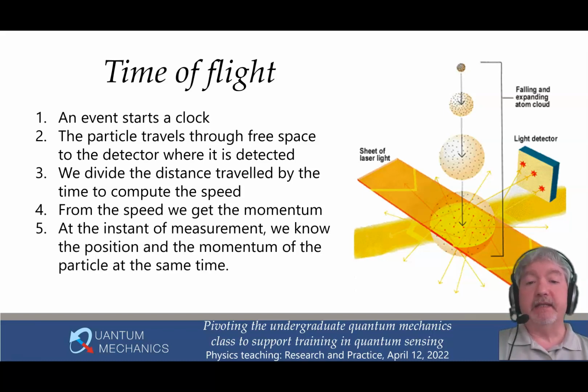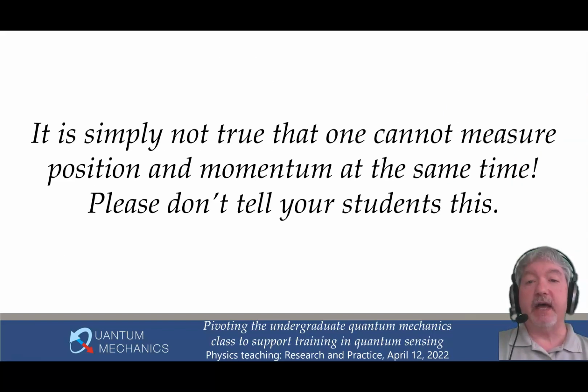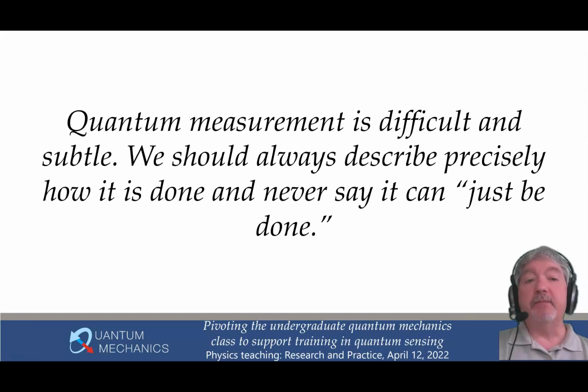But of course, at the instant of measurement, we know the position and the momentum of the particle at the same time because we measured it in a detector at a particular location. This does not violate anything in quantum mechanics. Time of flight experiments are done all the time. It's simply not true to say that you cannot measure position and momentum at the same time. Please don't tell your students this, even if it says it in many different textbooks. Quantum measurement is difficult and subtle. We should always describe precisely how it is done and never say it can just be done.